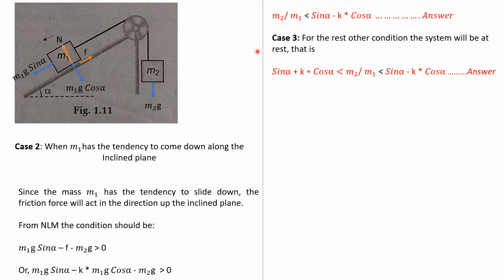Now between these two conditions, m2 by m1 less than sin alpha minus k cos alpha, and the first condition which we got on the last page, m2 by m1 greater than sin alpha plus k cos alpha, the system will be at rest. So that is your number 3 answer.